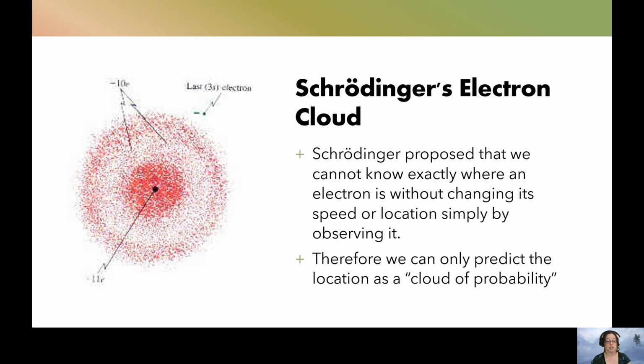If we hit it with a beam of light, we're going to change its location because we're going to move it. And then if we try to measure it with some sort of scanning electron microscope or anything like that, we're going to change its speed because we're going to slow it down with the radiation it's getting hit by. So he said the only thing we can do is predict the location in a cloud of probability, which is what this picture represents. The really dense areas are the high probability areas where you'll see an electron. The less dense areas are where it's less likely to be, and the areas where there's just plain white is where it's not going to be at all.